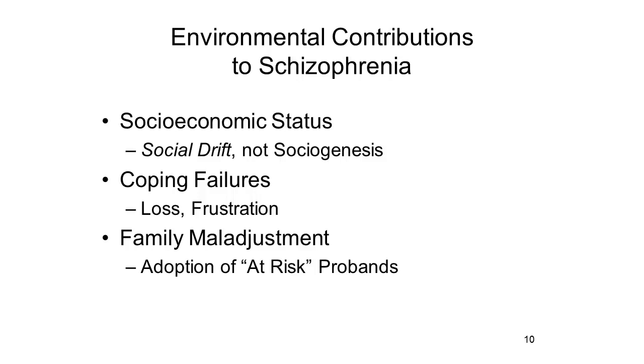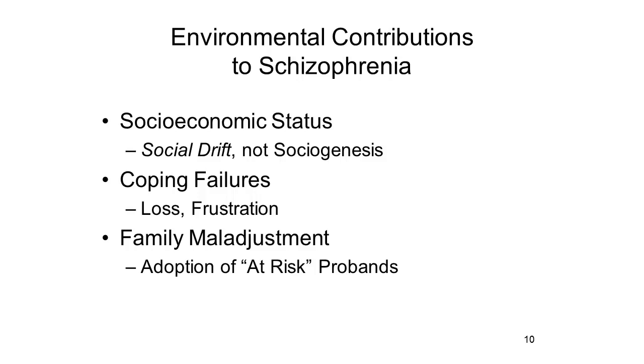And in fact, the best evidence suggests that the correlation between schizophrenia and socioeconomic status reflects social drift, not social genesis. It's not that low socioeconomic status causes schizophrenia, but rather that an episode of schizophrenia can cause an individual to fall or drift from one level of socioeconomic status to a lower level. But there are some stressors that have been causally linked to schizophrenia, and these include coping failures, losses and frustrations of various sorts, and family maladjustment.